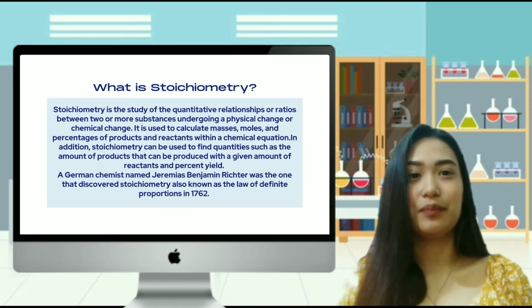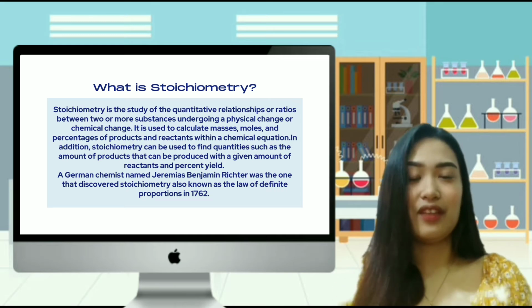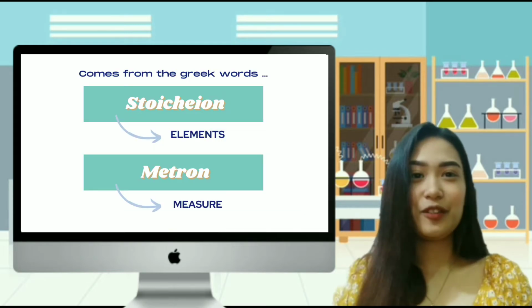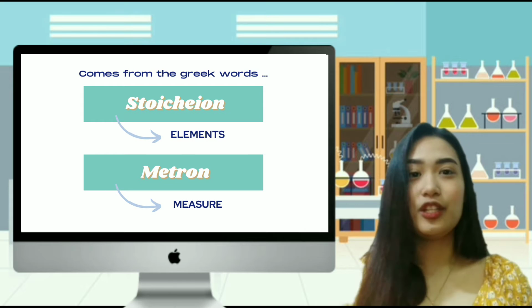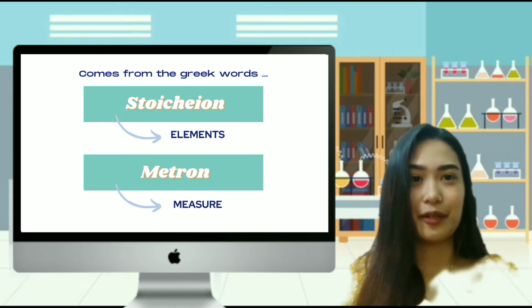A German chemist named Jeremias Benjamin Richter was the one that discovered the law of definite proportion, also known as stoichiometry, in 1762. Stoichiometry came from the Greek word stoichion, meaning element, and metron, meaning to measure.